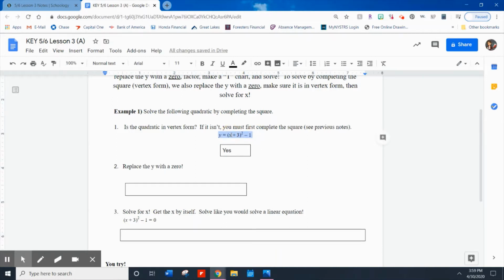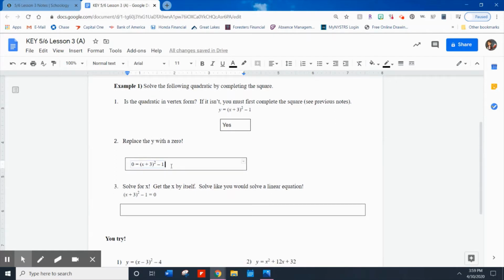Next steps are to replace the y with 0. So here's my original equation. I'm looking for the zeros or the roots or the x-intercepts or the solutions, that's a way to say it, of the equation. So I'm going to replace that y with a 0. And then step 3 is to start solving.